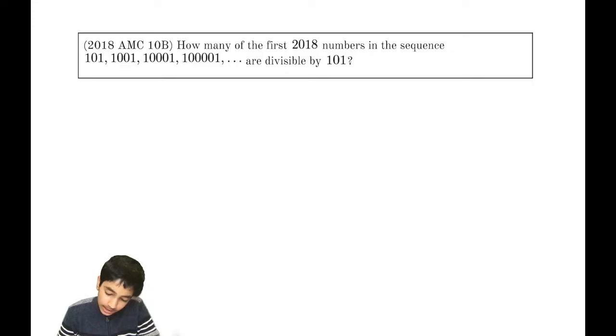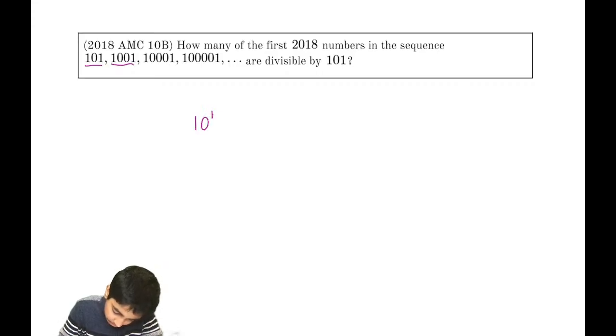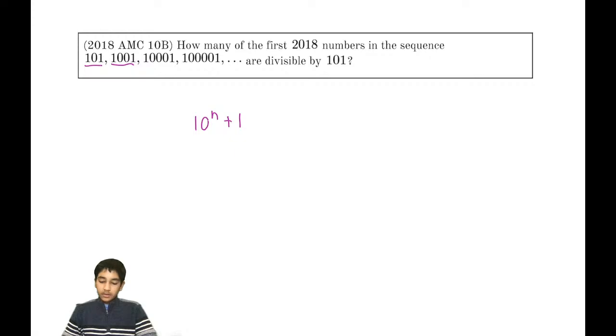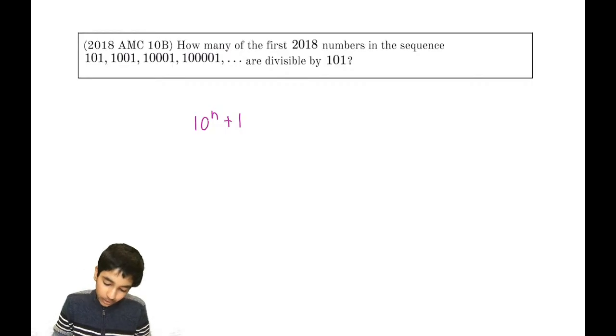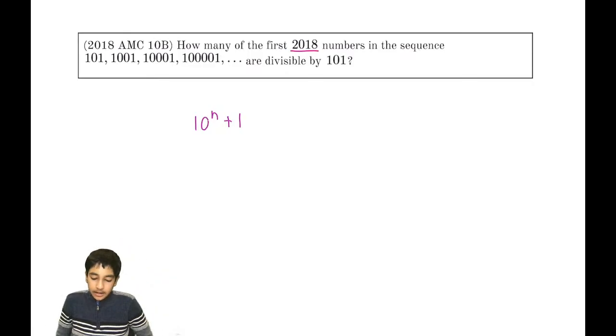How many of the first 2018 numbers in the sequence are divisible by 101? Basically, each of these terms can be expressed in the form 10 to the power of n plus 1, right? The reason we express it in this form is because we've got a bunch of these random terms, so the only way we can generalize it for all the values all the way till 2018 is to write it in exponential notation. 10 to the n plus 1, right? So we have to find when this will be divisible by 101. So when will this be congruent to 0 mod 101?